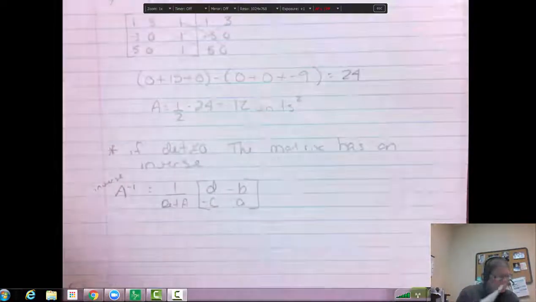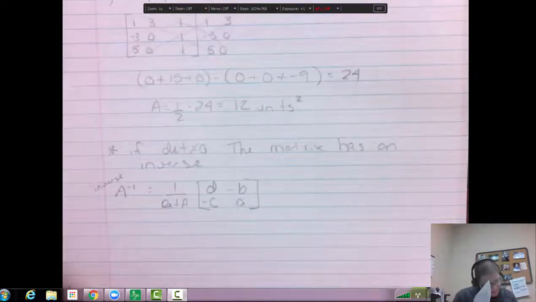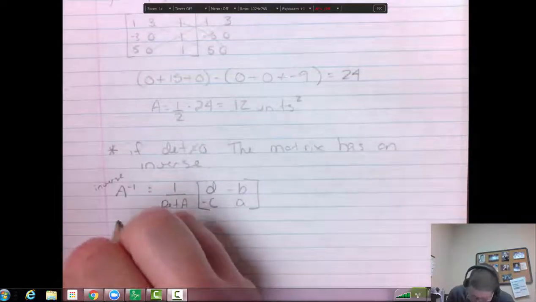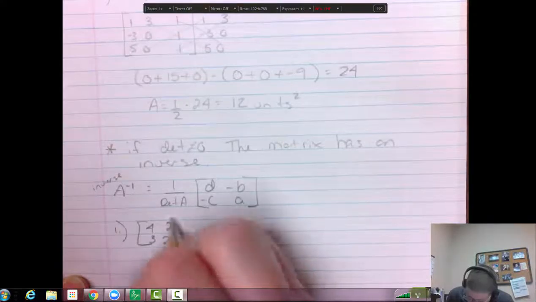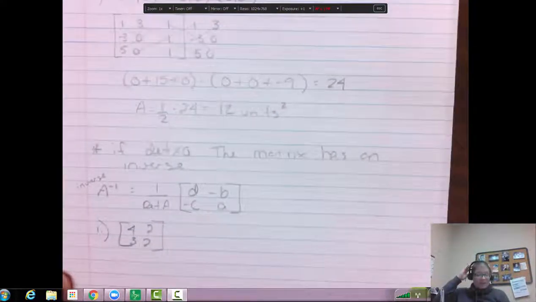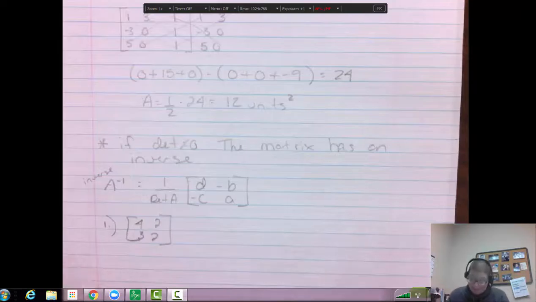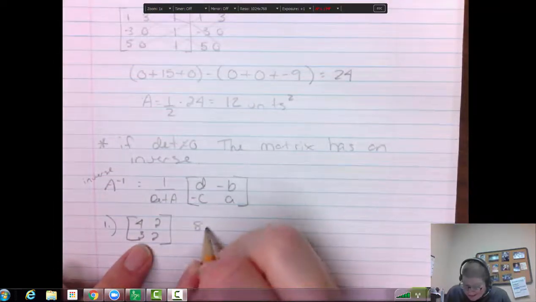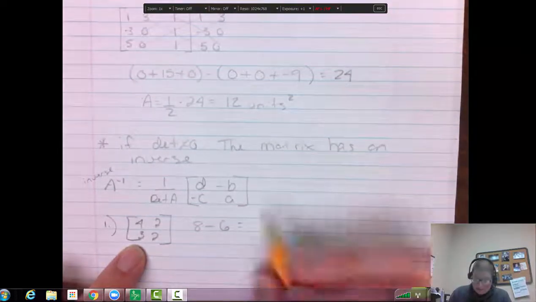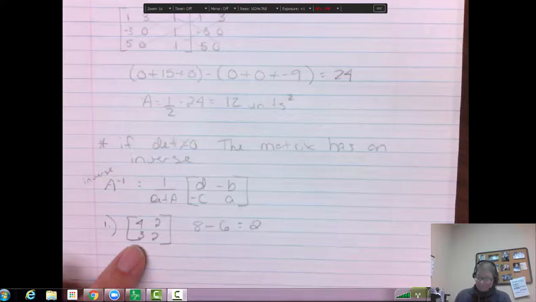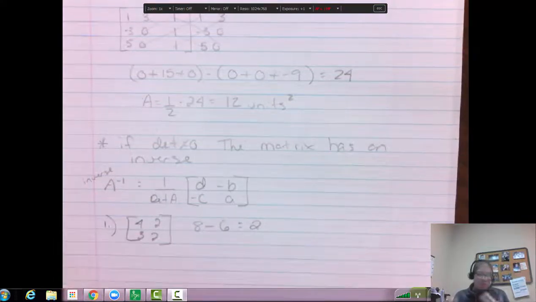Okay, so this one's a little bit different, but this is how we can write the inverse. So let's look at an example. If I have 4, 2, 3, 2, first of all, the determinant must not be 0. So 4 times 2 is 8, minus 3 times 2 which is 6, is going to equal 2. So this determinant is not 0, so hey, it has an inverse.